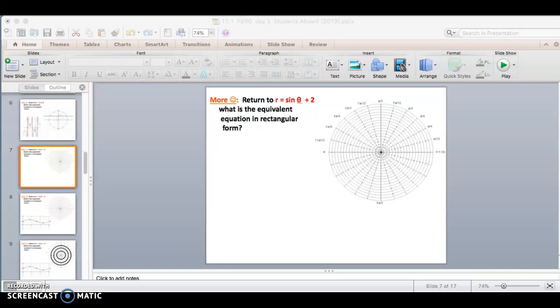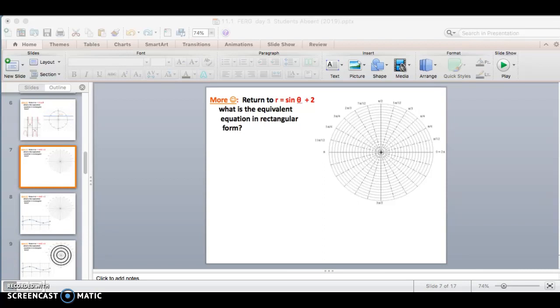Hi Pre-Calc, this is video number 3 for our next problem, r equals sine theta plus 2. We're going to do this one and one more, and hopefully that'll get you some good foundation here to practice some on your own. So r equals sine theta plus 2. I want you to do what we did on the other examples and start with your rectangular equation.